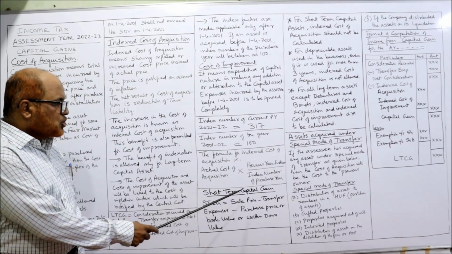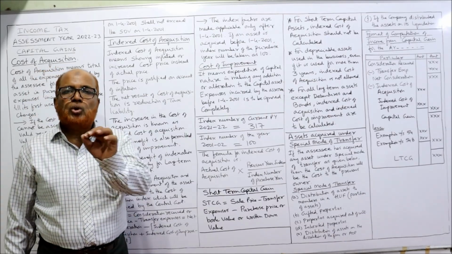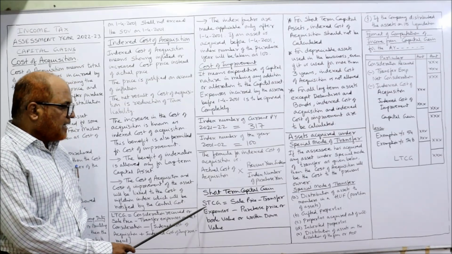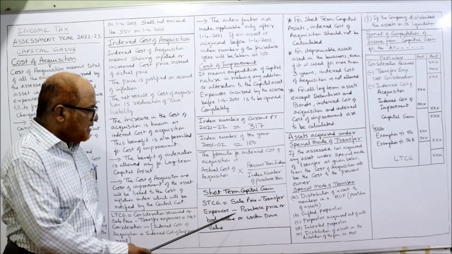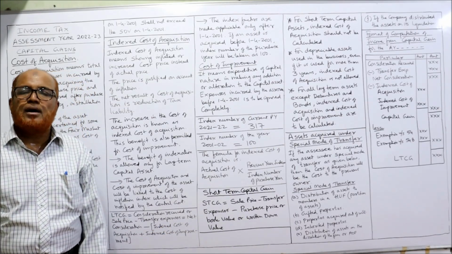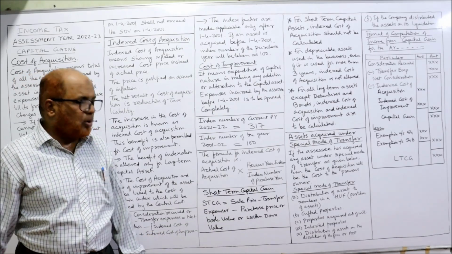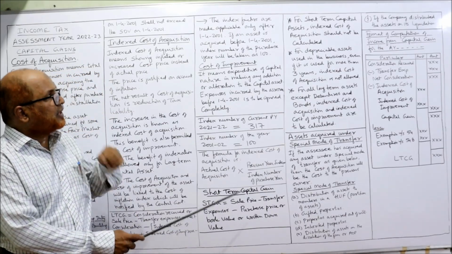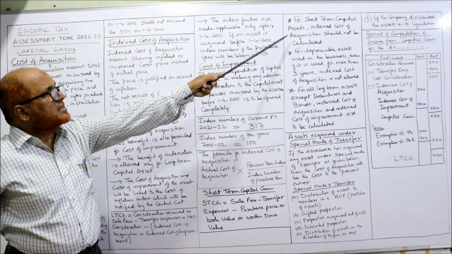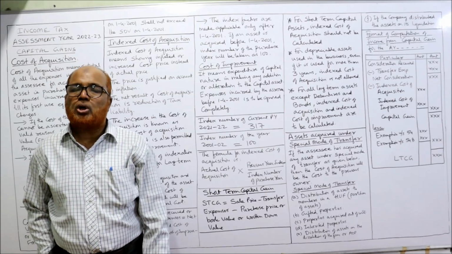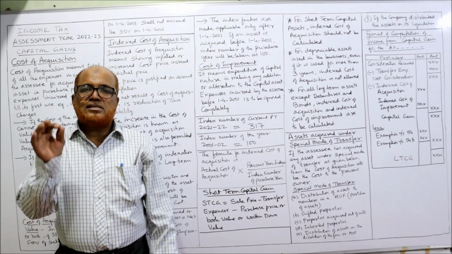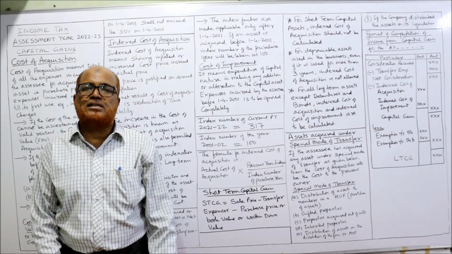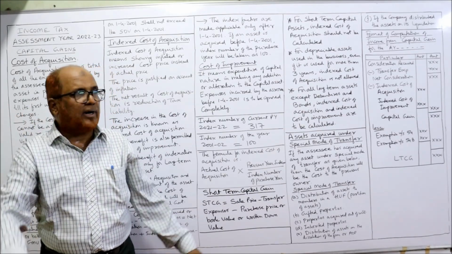That's it. Now short-term capital gain. There is no indexing for short-term capital gain. Directly we calculate STCG: sale price minus transfer expenses minus purchase price or book value or written down value. That's it. So this is the short-term capital gain. For short-term capital assets, indexed cost of acquisition should not be calculated. This indexed cost of acquisition is confined only for LTCG. For short-term capital gain, no indexing.